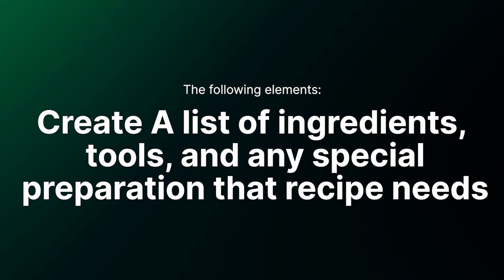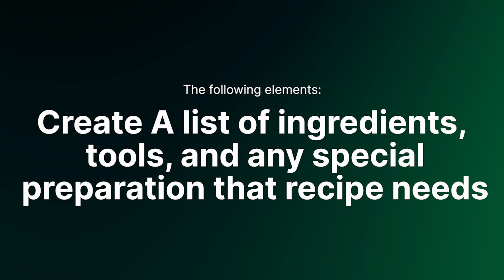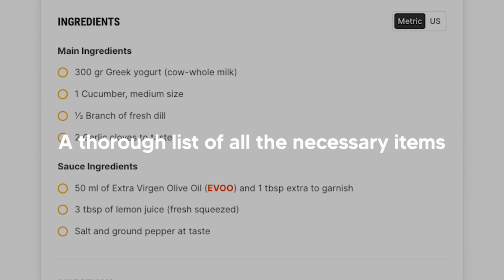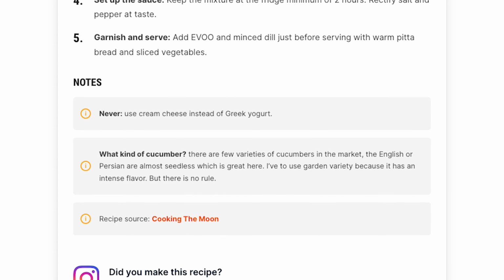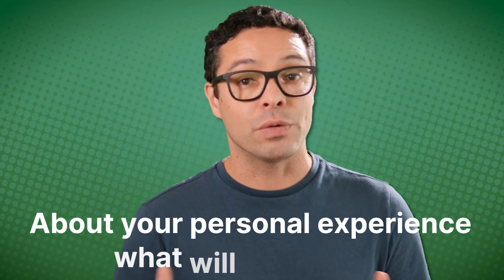And of course, you want to create a list of ingredients and tools, and any other special preparation that this recipe needs. Your readers will need to know exactly what ingredients and tools they need to make the dish, so be sure to include a thorough list of the necessary items. Also consider adding any special tips on choosing the ingredients and tools. People want to hear your personal experience and what works best.